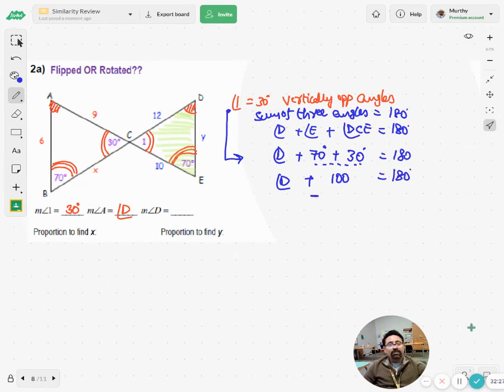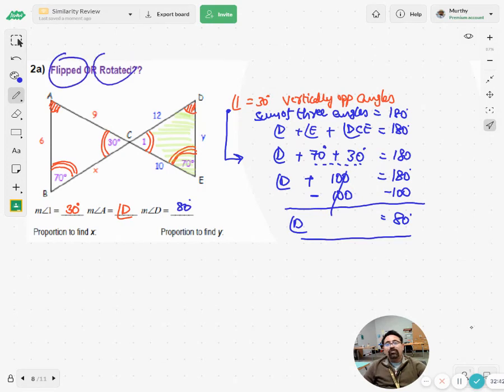Go for the inverse operation, that is subtracting 100, then you get angle D equals 80 degrees. This is 80 degrees. Is it flipped or rotated? If you draw a mirror line here, I see that 70 degrees is reflected here. Then these two, they told us that angle A equals D. Therefore, I say that it is flipped, or I say that it is reflected.